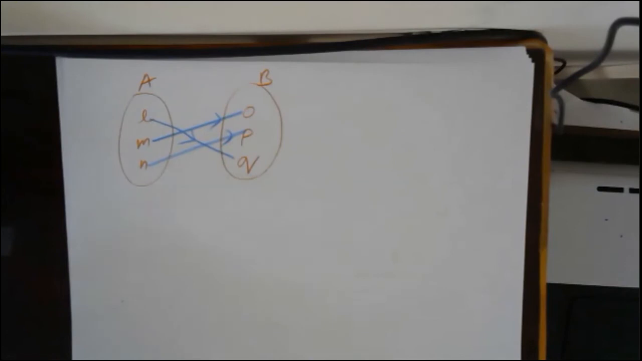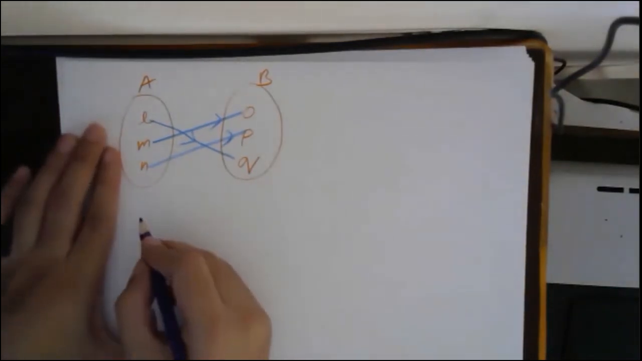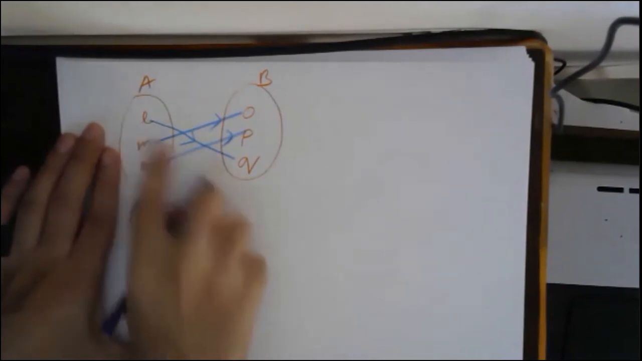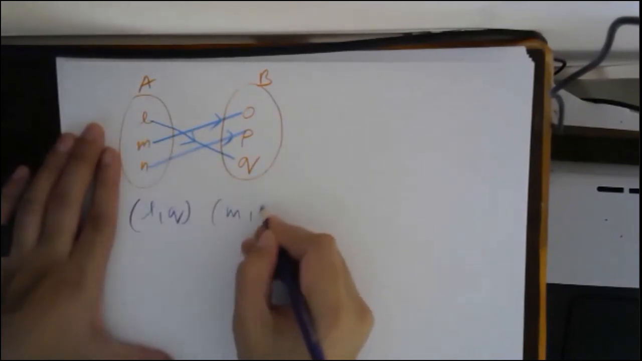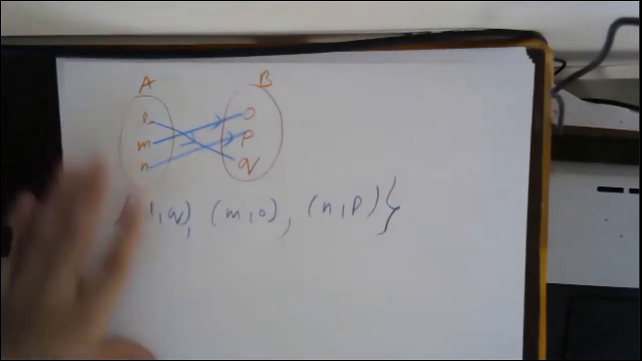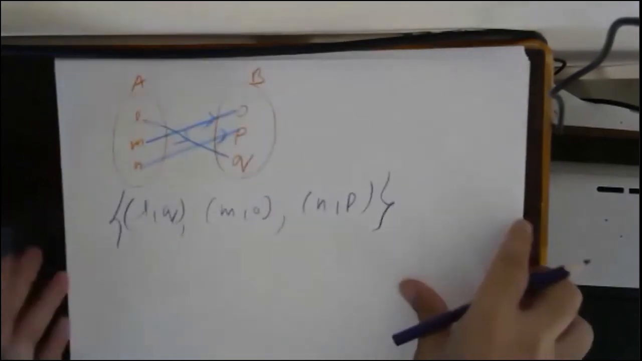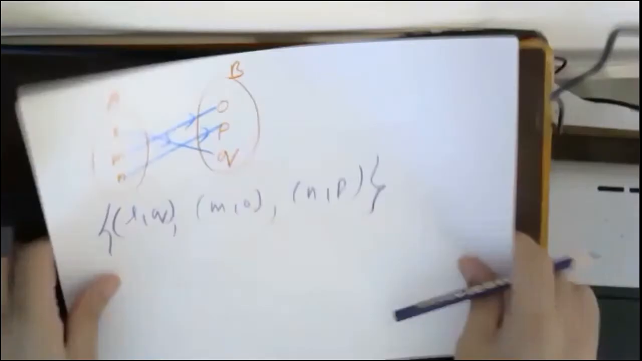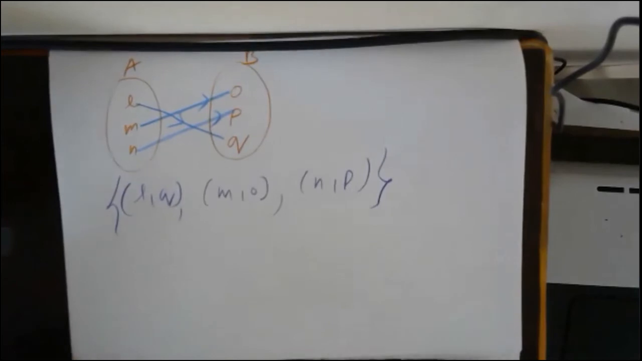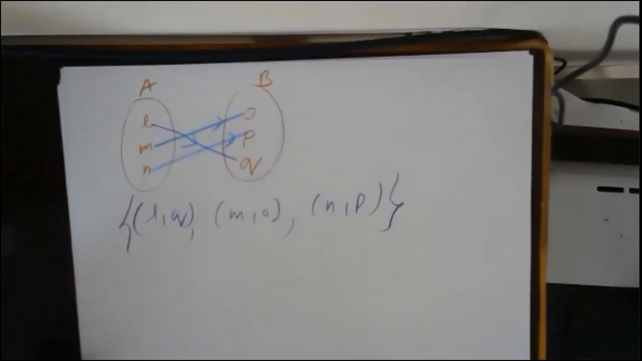So what can I say? Either you can write (L, Q), (M, O), and (N, P). One way of writing is this. The other way of writing is, I have plenty of time, and I do not want to write in shortcuts. I want to write in as long words as possible.